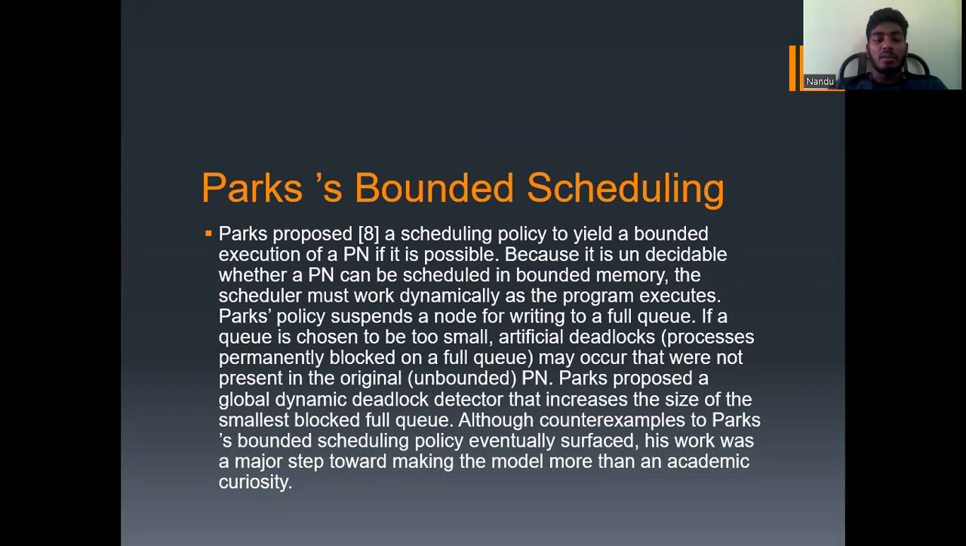Parks proposed a global dynamic deadlock detector that increases the size of the smallest blocked full queue. Although counterexamples to Parks' bounded scheduling policy eventually surfaced, his work was a major step towards making the model more than an academic curiosity.